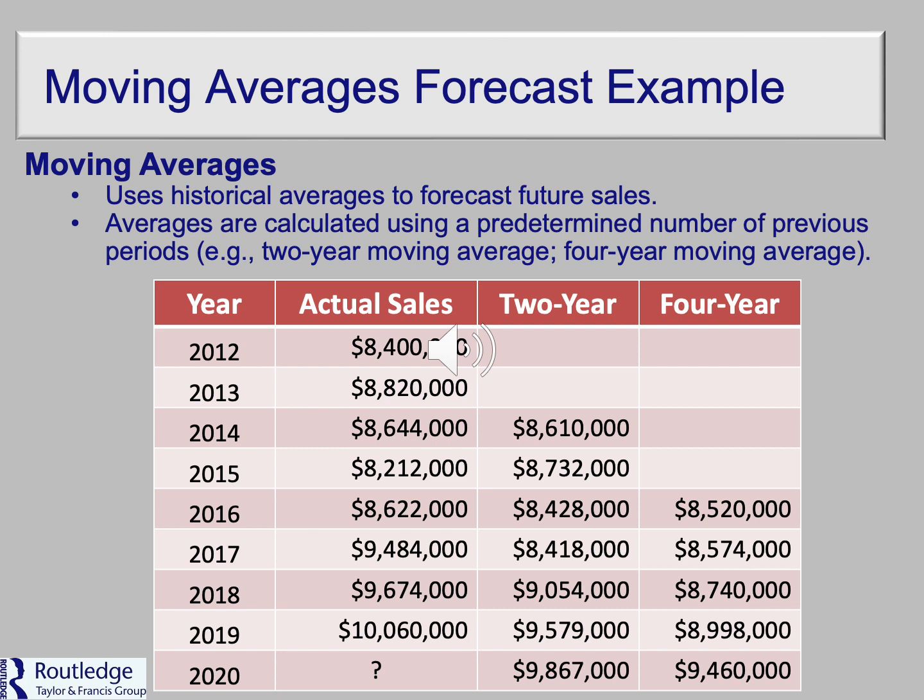So again, we're in the appendix of chapter 4, and this specific information is going to be on page 119 in your text. So moving averages is a relatively simple method that relies on historical sales averages to predict future sales. So if you look at the chart, well, let me just give you an example first and then we'll get into the chart.